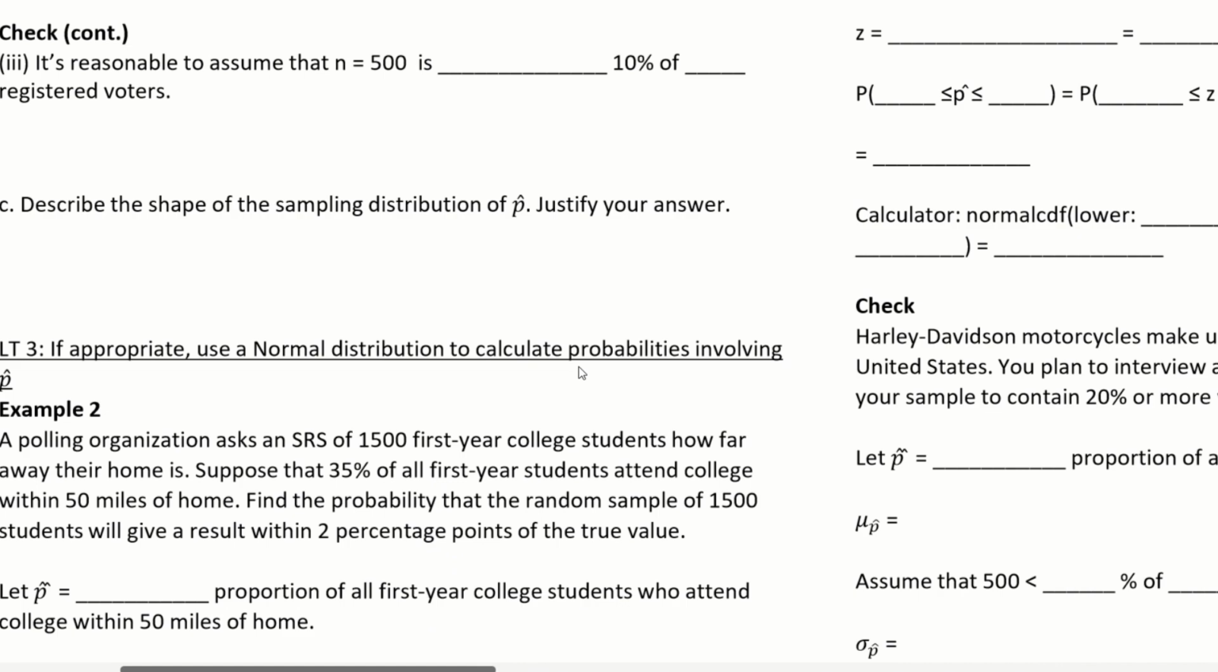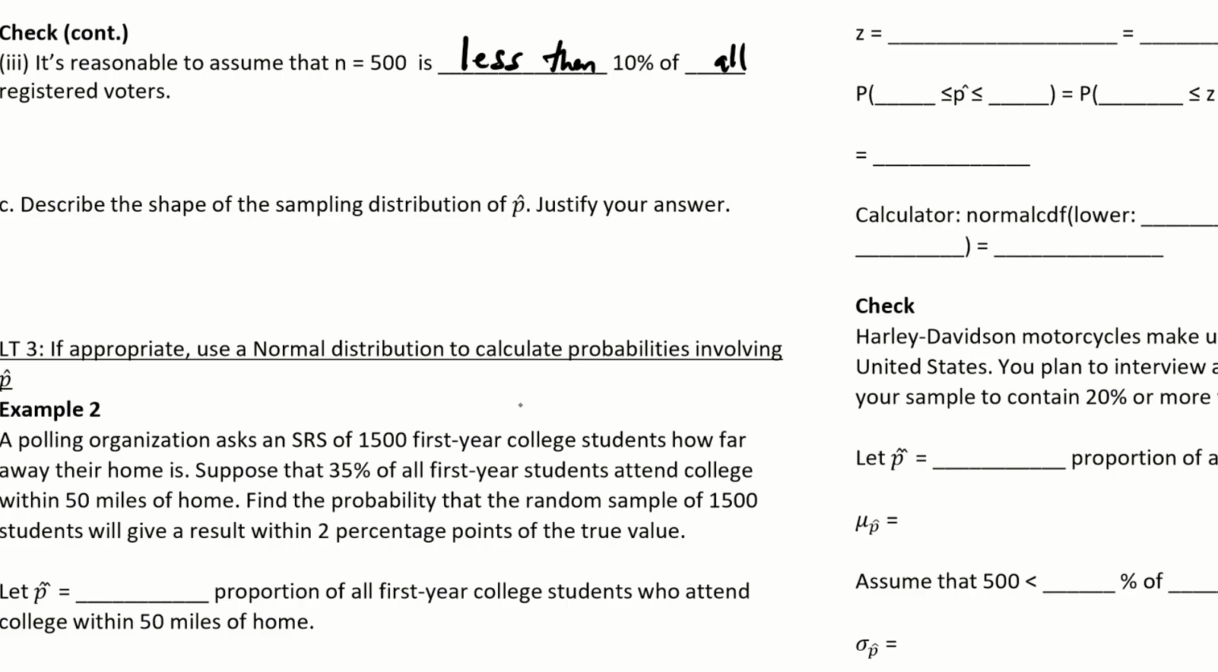Okay, so let's go ahead and check the solution. So it's reasonable to assume that n equals 500. We're going to use a 10% condition, that it's less than 10% of all registered voters. Okay, so we're good with that. So it satisfies that. And then part C, describe the shape of the sampling distribution of p-hat.